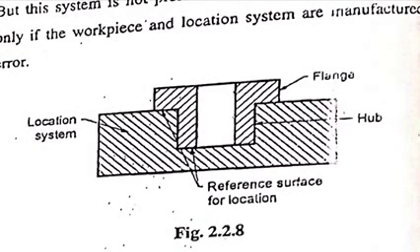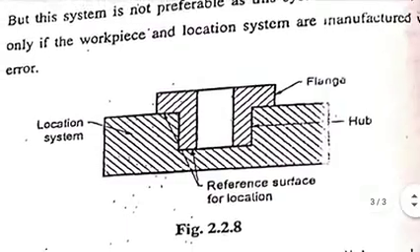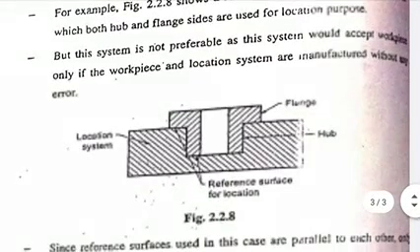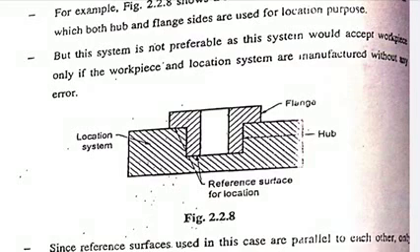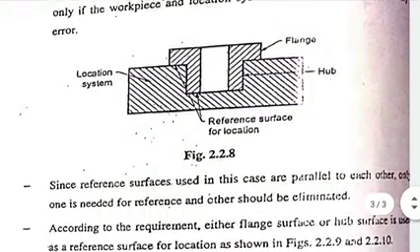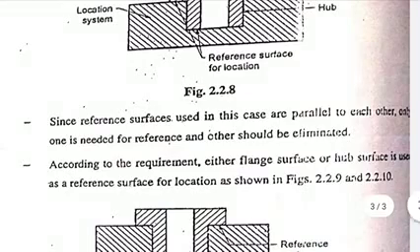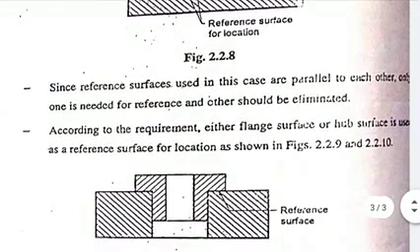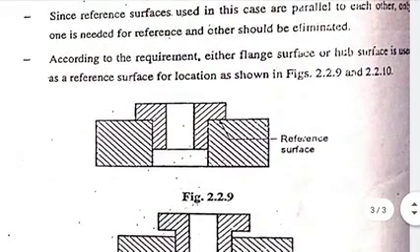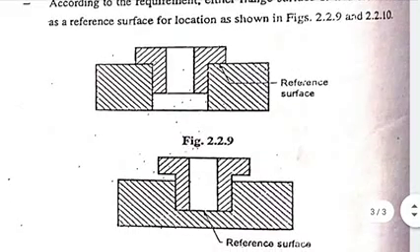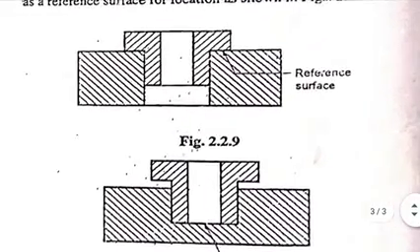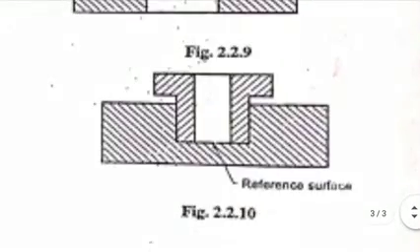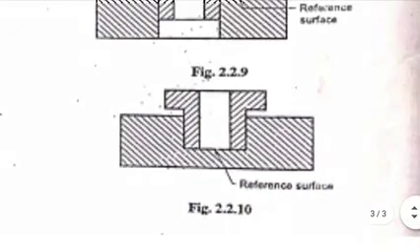In the location system, both flange and hub are taken as reference surfaces for the location. But this system is not preferable, as this system would accept the workpiece only if the workpiece and location system are manufactured without any error. That means there should not be any error in between. Since the reference surfaces used in this case are parallel to each other, only one is needed for reference and the other should be eliminated. According to requirement, either the flange surface or the hub surface is used as a reference surface for location. Over here you can see either flange or hub can be used for the reference surface.